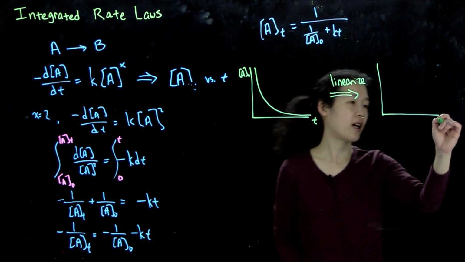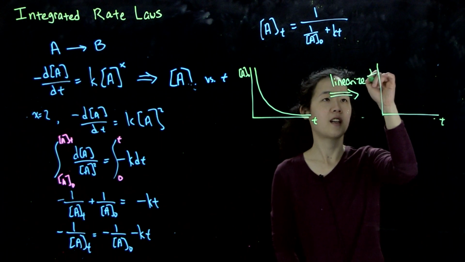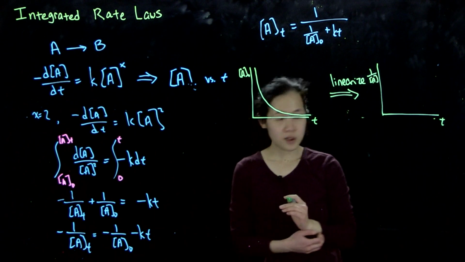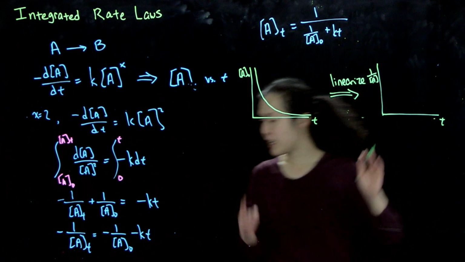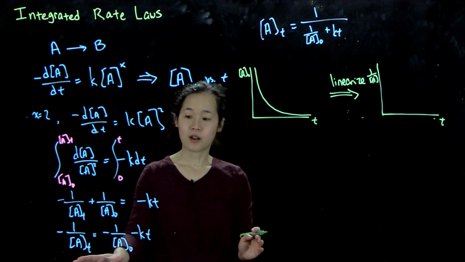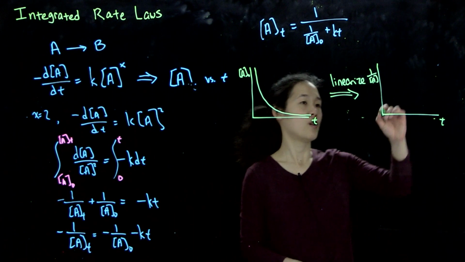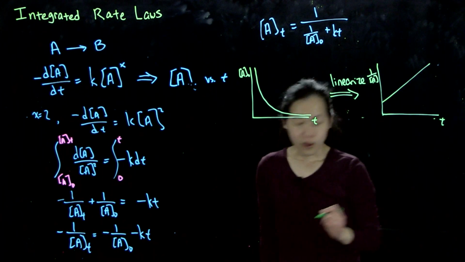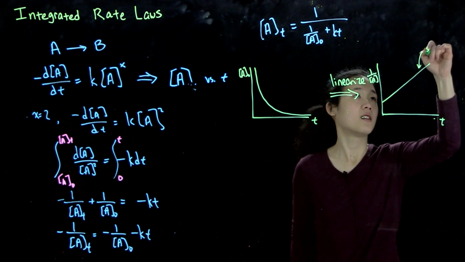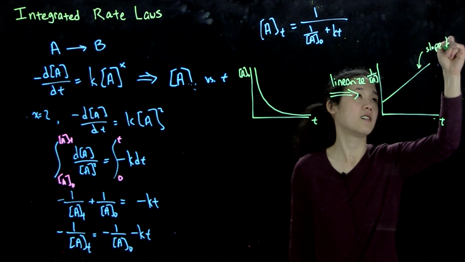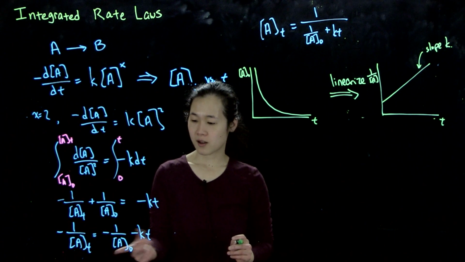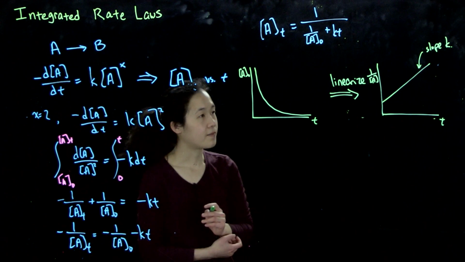So instead, if we plot 1 over A versus time, what we'll see is, again, this 1 over A over time is now a linear equation. So we should be able to see that in this case it goes up. And then our slope is going to be, again, k. And then our intercept over here at t equals 0 should be 1 over A naught.